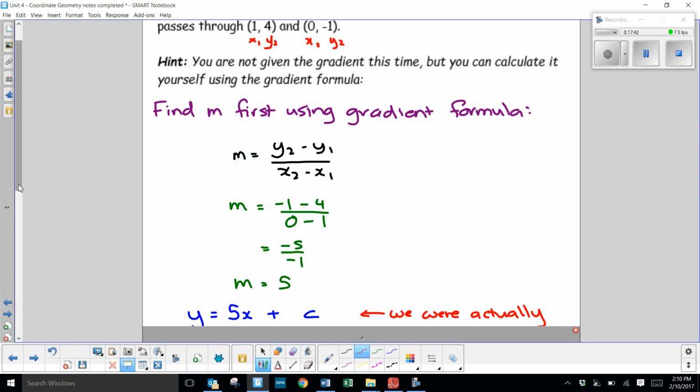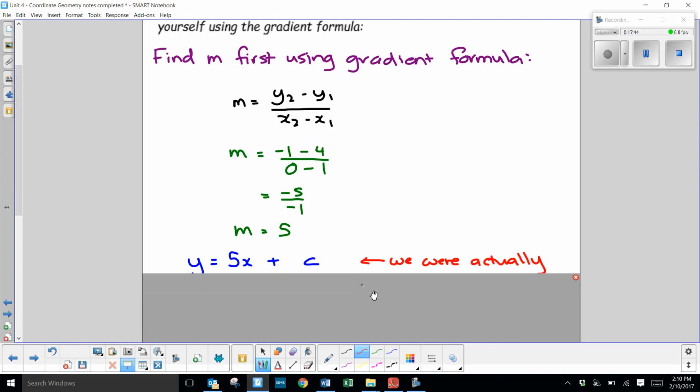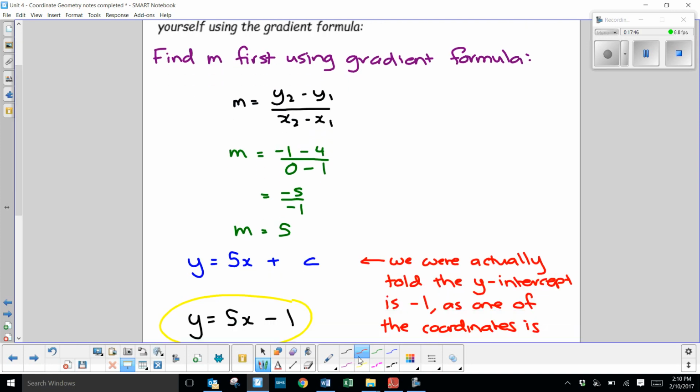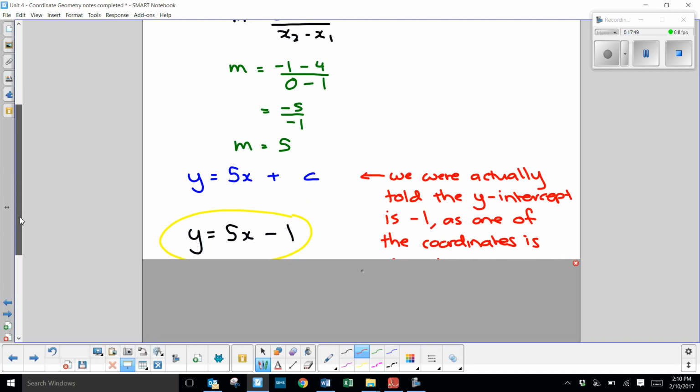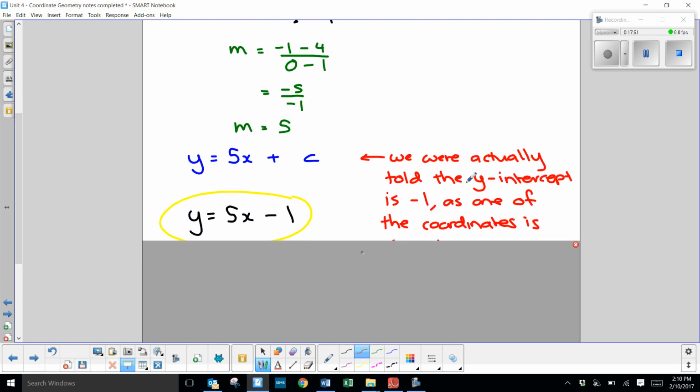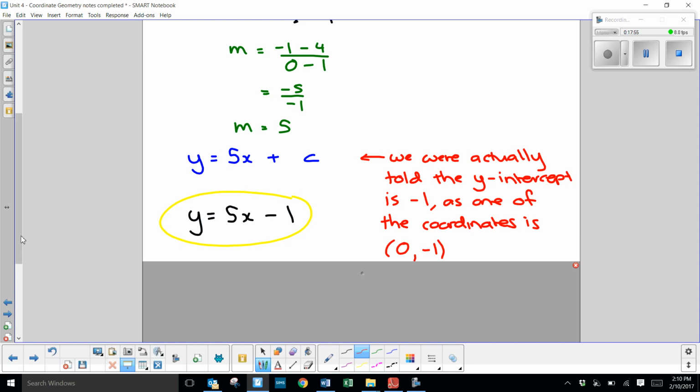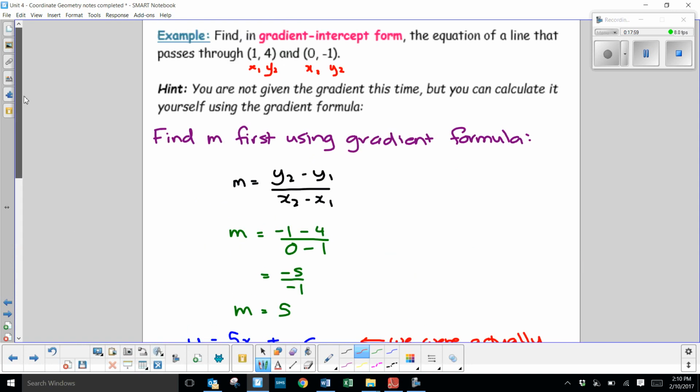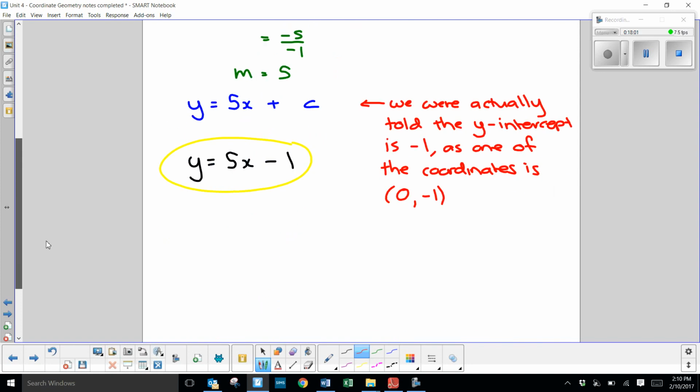What I've written here is just what I said. We were actually told the y-intercept, because notice one of the coordinates was (0, -1). So that's the y-intercept. Alternatively, you could have done what we said: substitute in x is 0, substitute in y is -1, and you would solve for c, you would get -1. So that's in gradient intercept form already, which is great.